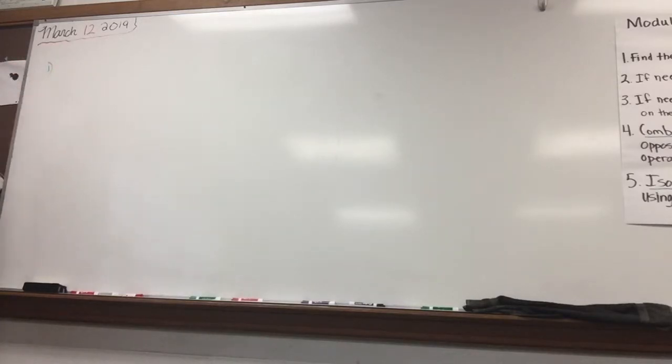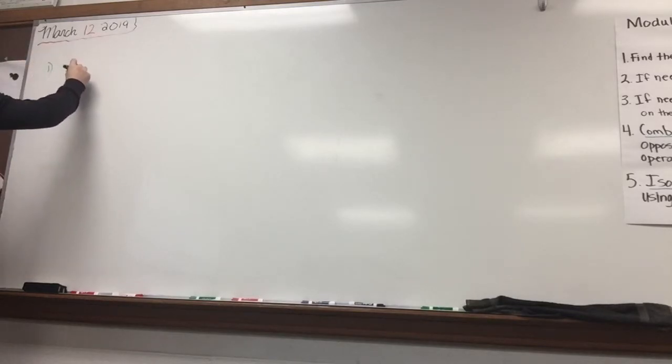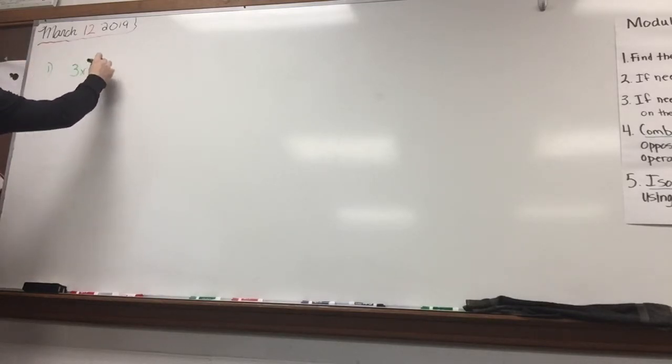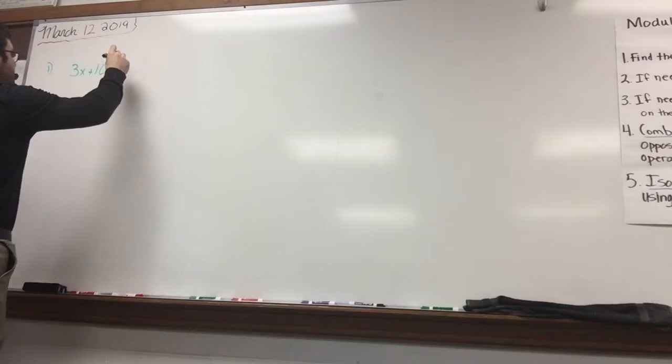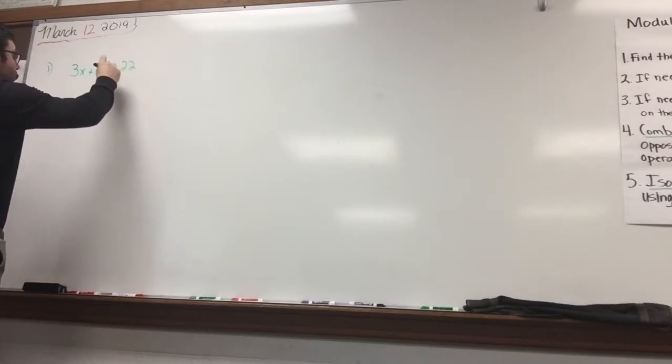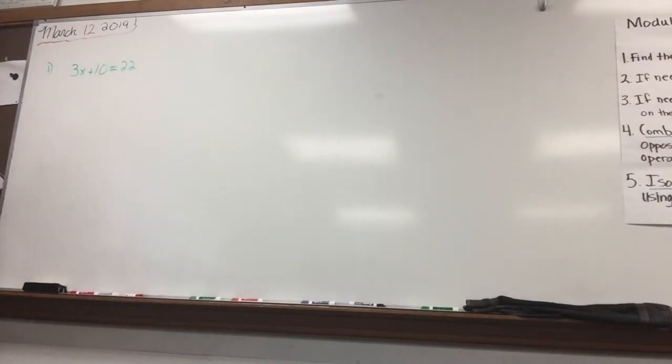So here's example 1. I've got 3x plus 10 equals 22. So you are not writing examples on your rules. Have your rules out so that you're able to look at the rules and start to understand how to follow them, because that's going to be a huge thing.